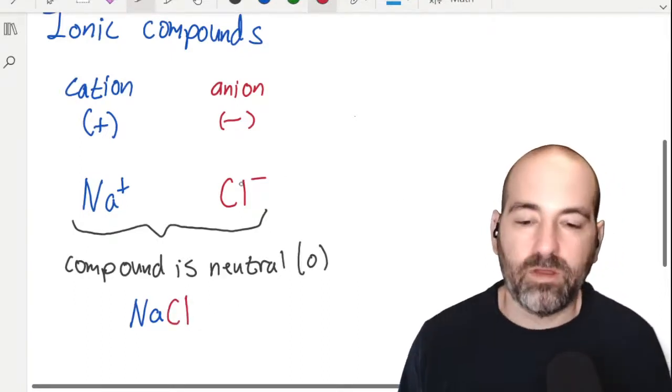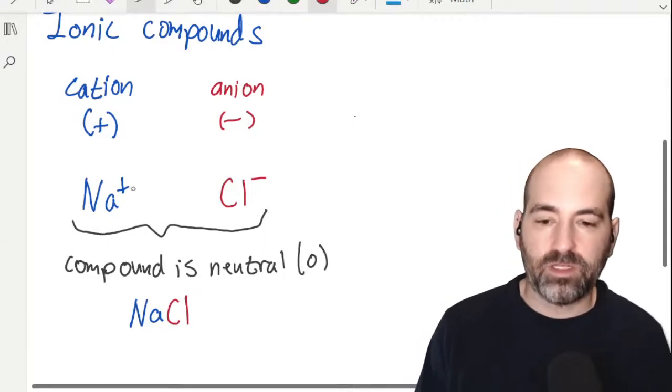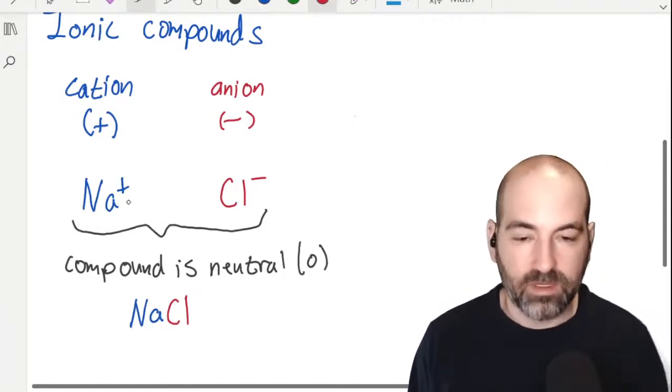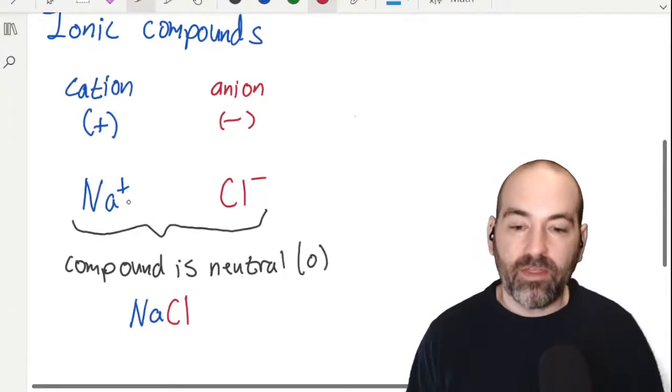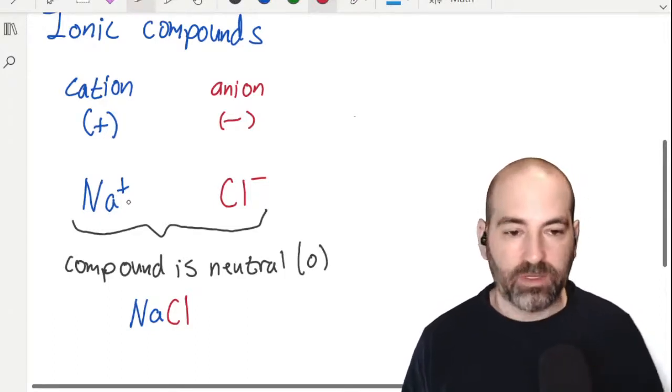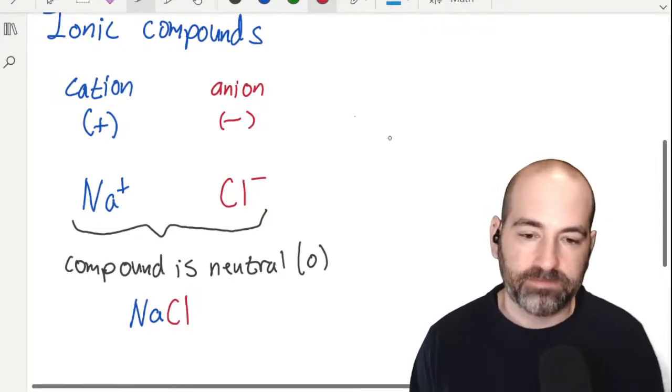When we put them together, notice we don't write the charges anymore. The charges are for when the ions are by themselves, to distinguish an atom from an ion. But once they're together, we know it's an ionic compound, and so we don't need to have those there anymore.